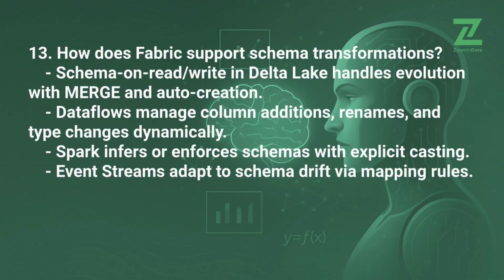13. How does Fabric support schema transformations? Schema on read, write in Delta Lake handles evolution with merge and auto creation. Data flows manage column additions, renames, and type changes dynamically. Spark infers or enforces schemas with explicit casting. Event streams adapt to schema drift via mapping rules.